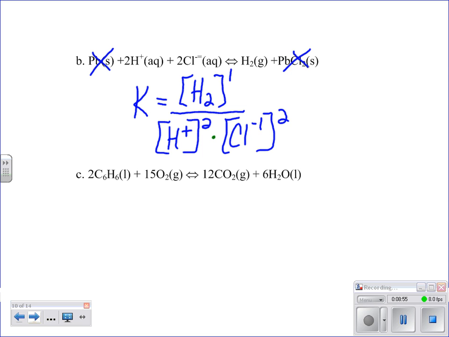Okay, last one that we have on this side of the paper. No, that's not true. Last one in example 1.